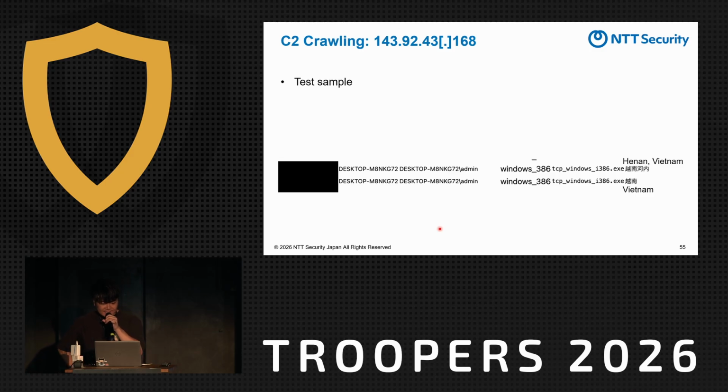Looking at the panel, there are multiple clients registered, but what rarely catches your eye is the presence of samples that hint at test specimens. Specifically, a machine with the hostname DESKTOP-M8NKG72, and the admin user has connected multiple times from different IP addresses. The process being run is the default client name, TCP Windows i386.exe. There are indicators related to bitmaps, but since the same hostname shows up with different IPs, it seems more likely to be testing rather than actual infection.